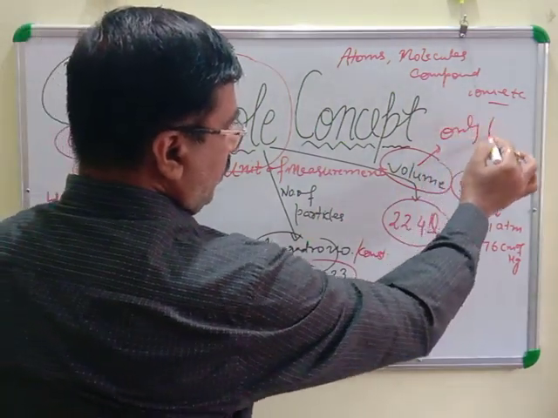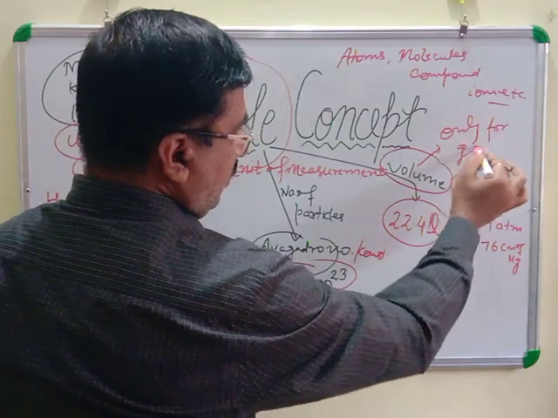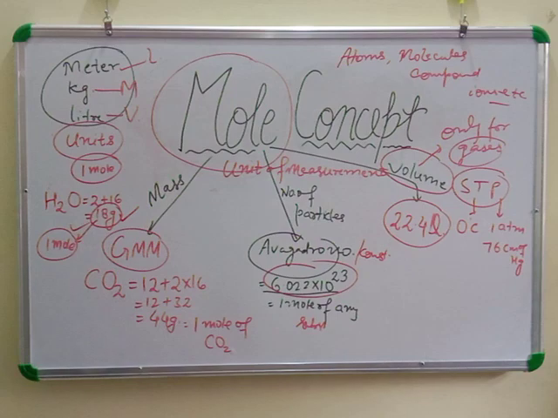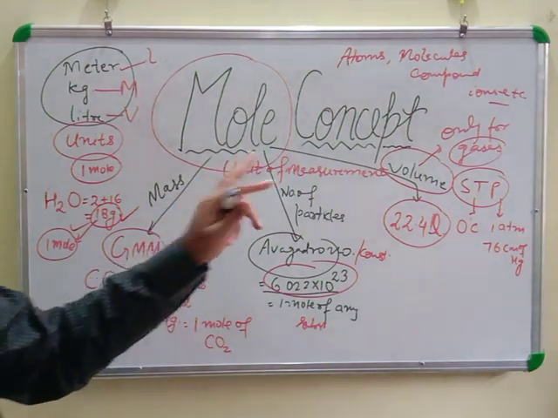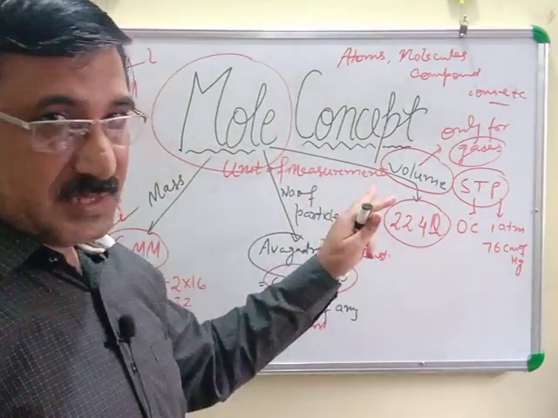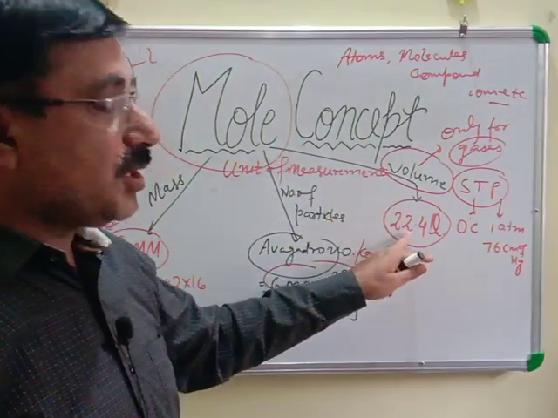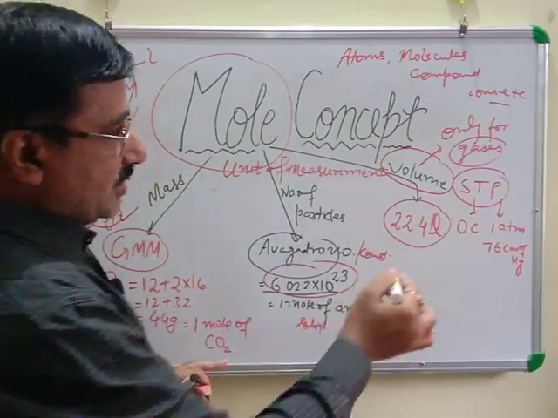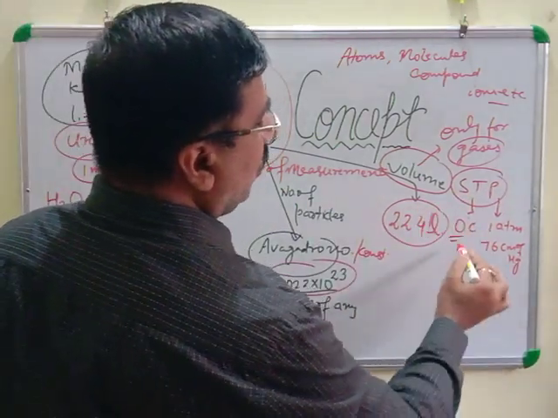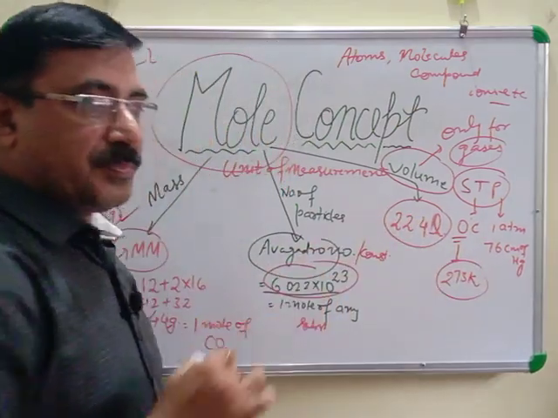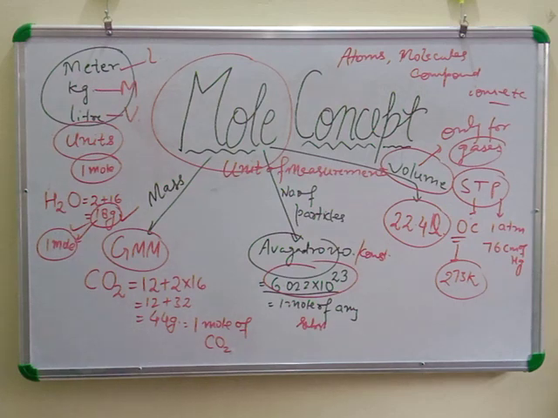Only for gases. Please know this. 1 mole of any gas will occupy how much? 22.4 liters at STP. So at STP, what is temperature? 0 degrees Celsius, or it could be 273 Kelvin. So now I hope things are very clear.